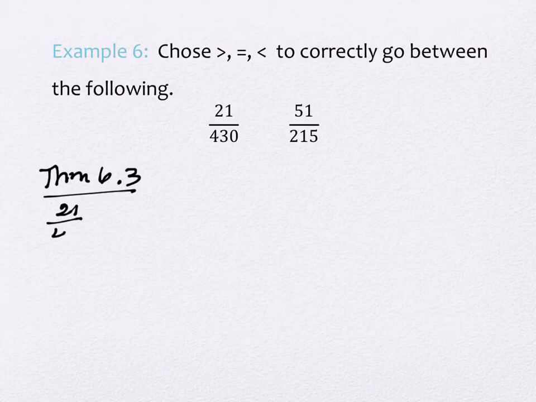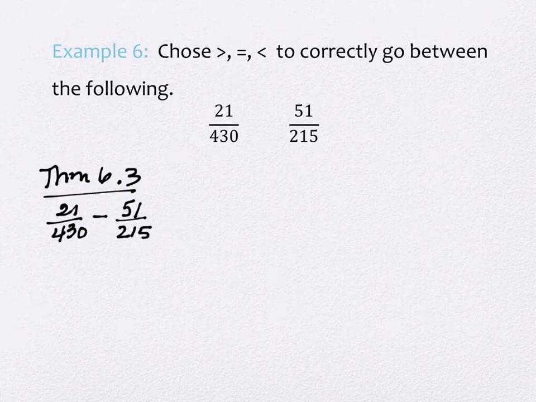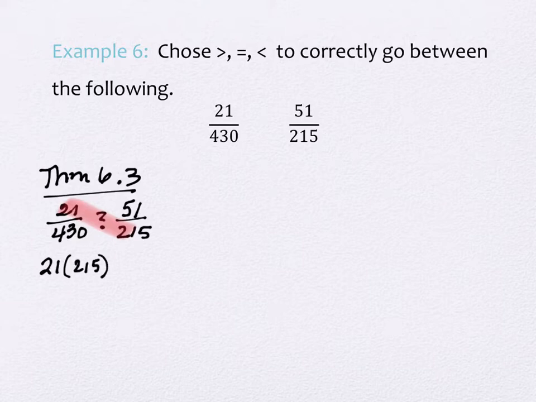So I have 21 over 430, and I have 51 over 215. And I'm going to put just a question mark in between them because I don't know. Is it larger than? Is it greater, equal to? Is it smaller than? I don't have an idea of where to start. So we're going to cross multiply along our diagonals. So one diagonal, always start with the top left, 21 times 215. The other diagonal from the bottom up is 430 times 51. So grab your calculator if you'd like. What is 21 times 215?